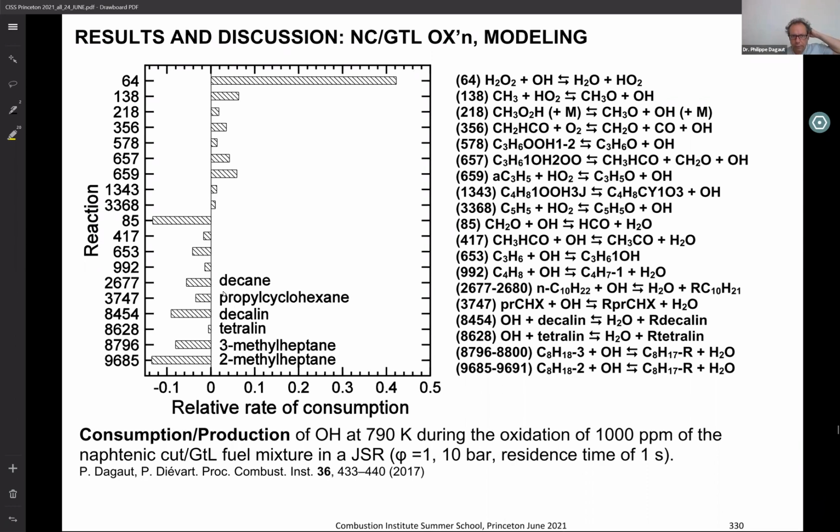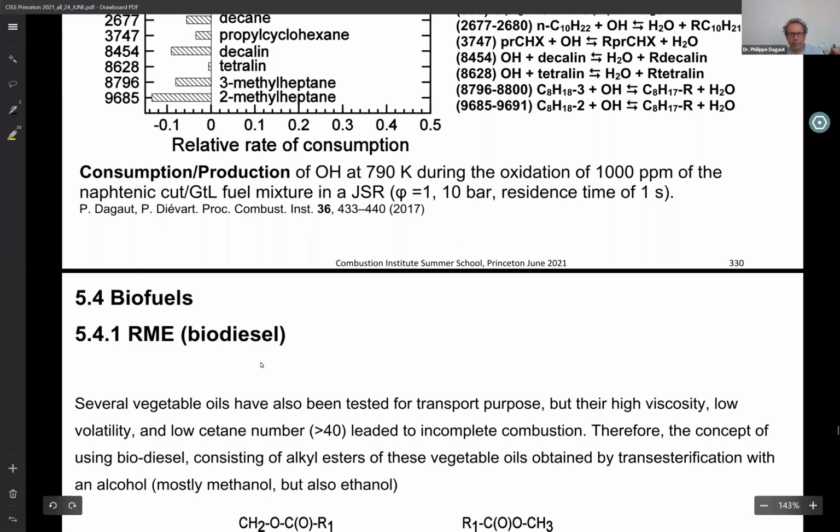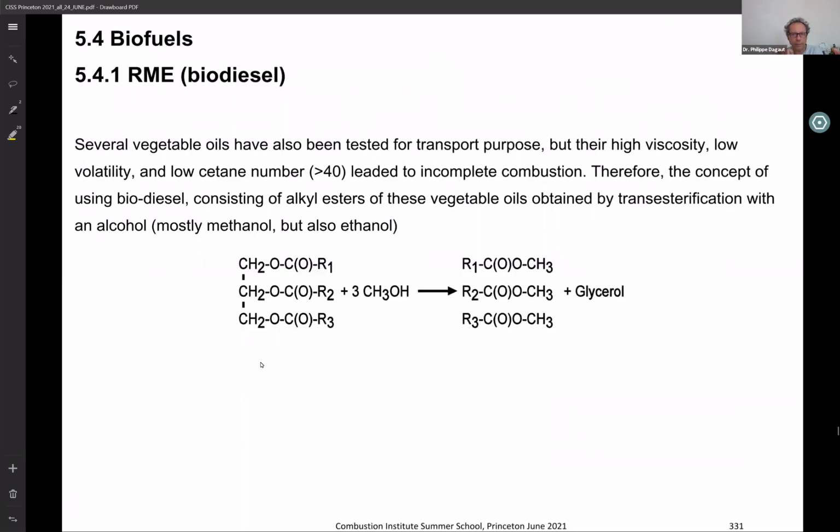What are the reactions which consume OH radicals? So the oxidation of formaldehyde is using OH, and then you can see the different fuel components here, which are oxidized by OH radicals. And I will stop here before we start the oxidation of biofuels. And this will be the last part of this presentation today.